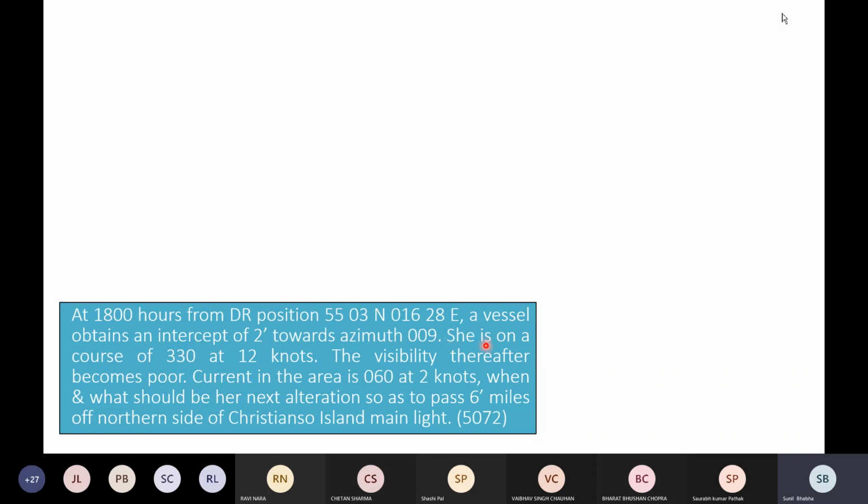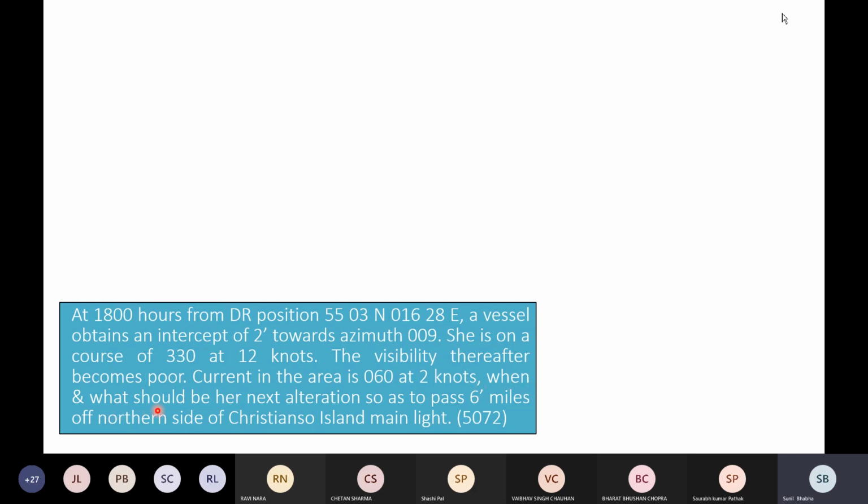Let's go ahead. She is on a course of 330 at 12 knots. So the vessel is steering 330 course. The engine speed is 12 knots. The visibility thereafter becomes poor, a restricted visibility scenario. Current in the area is 060 at 2 knots. So you can see the set and the rate of the current is also provided to us.